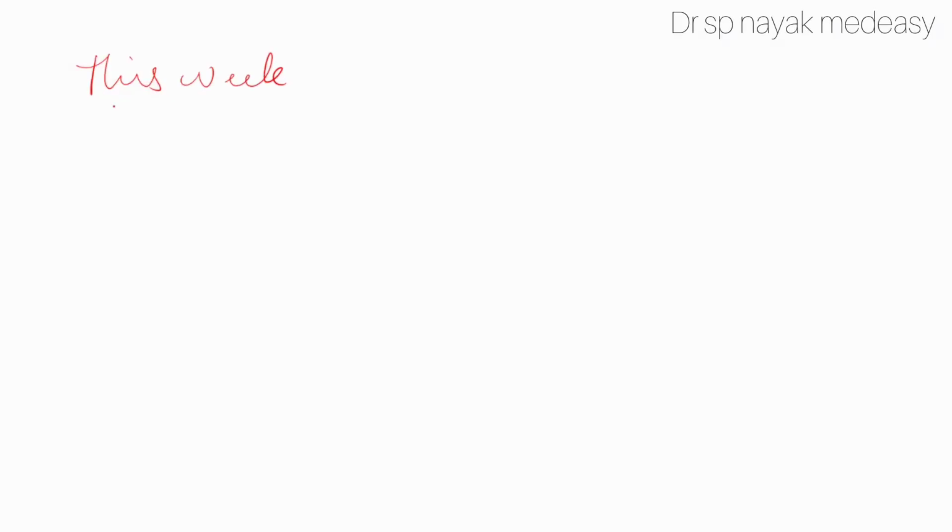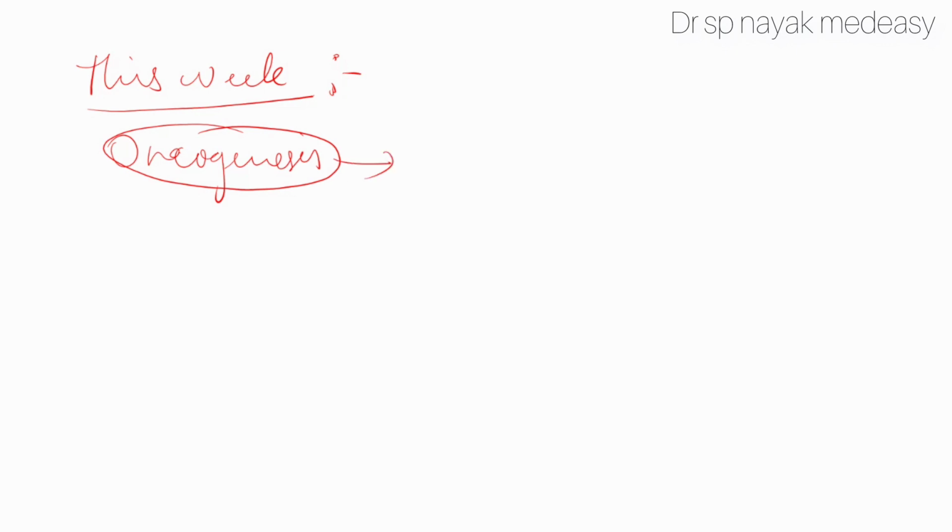This week we will cover these topics. The topics for this week are, today we will try to discuss the introduction of oncogenesis. What is oncogenesis? In oncogenesis, we have oncogenes and we have tumor suppressor genes. About these concepts, we will try to discuss in today's class.